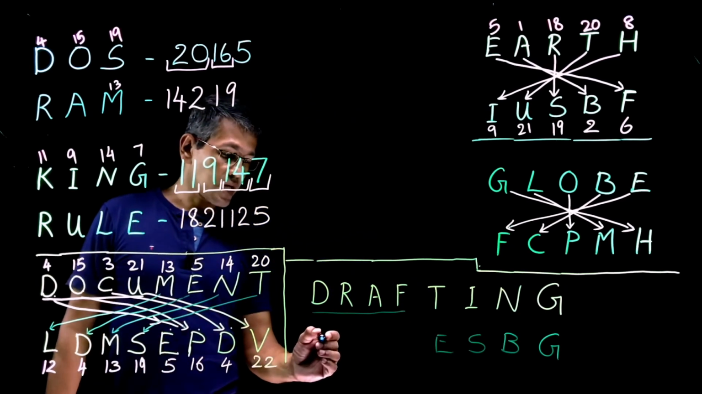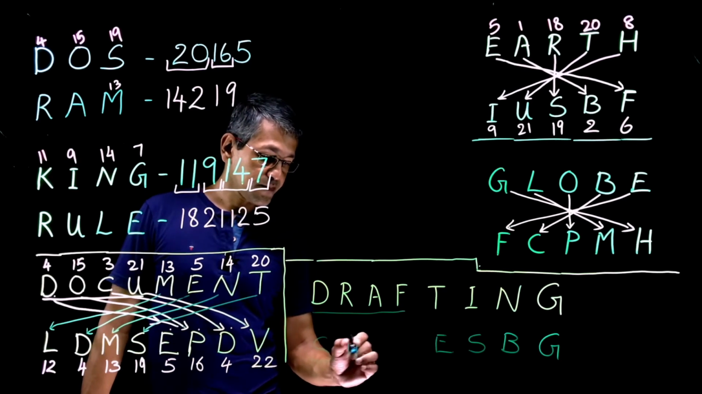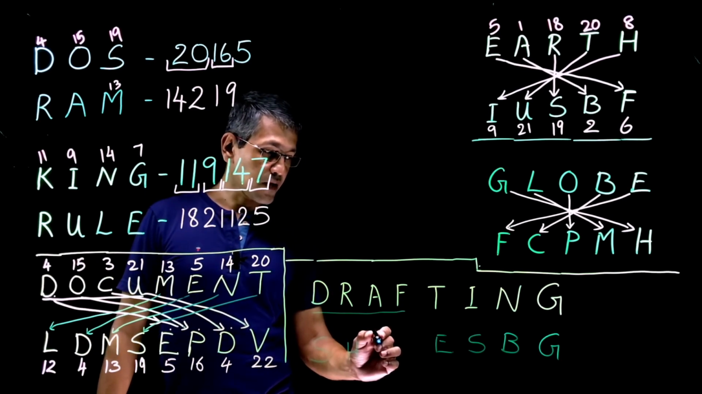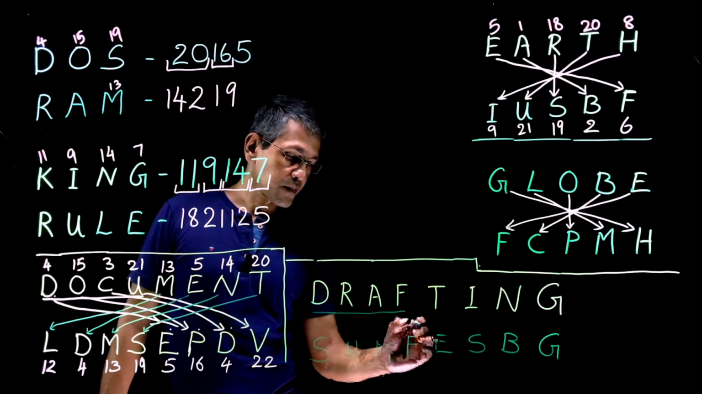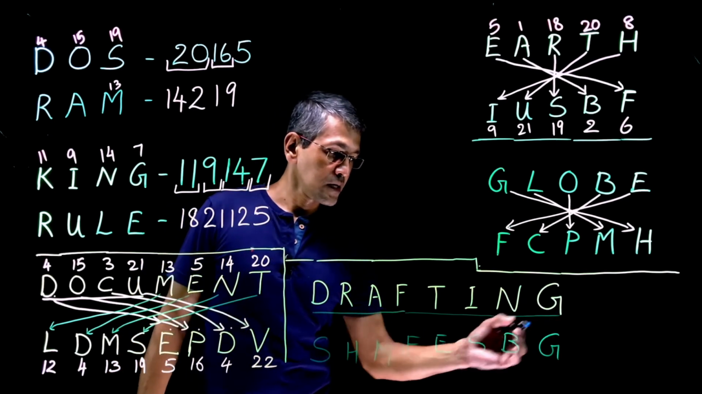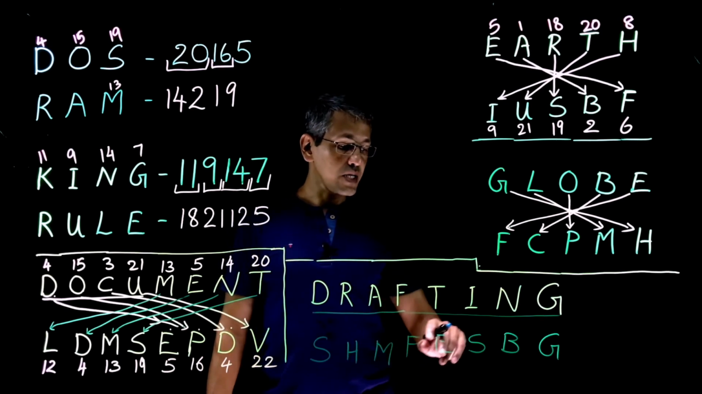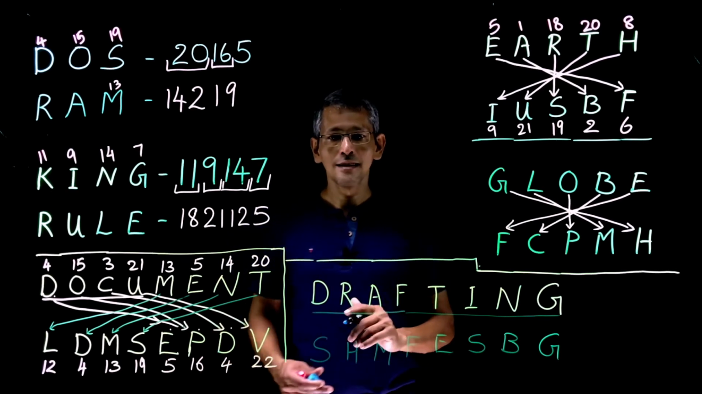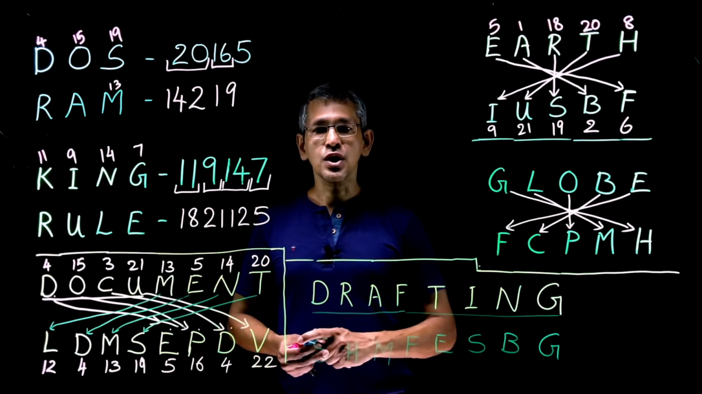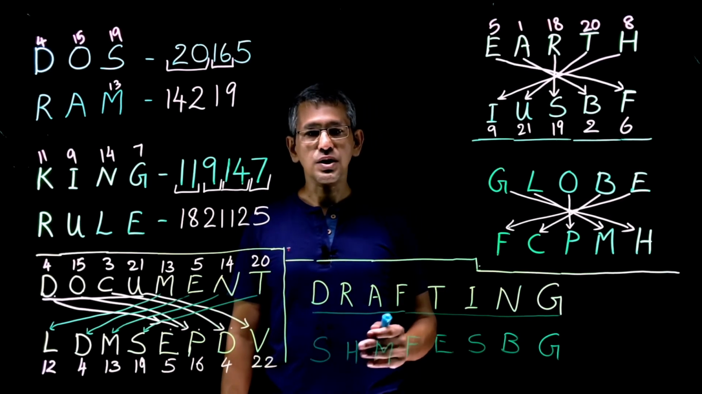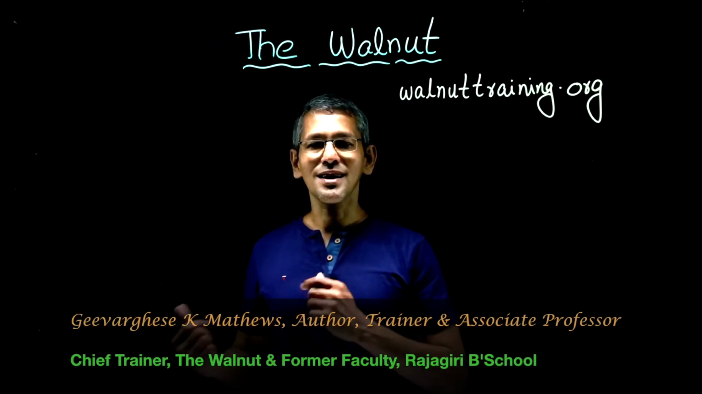So T minus 1 we have S, I minus 1 we have H, and N minus 1 we have M, and G minus 1 we have F. So ultimately, this is what the code for drafting is, SHMFESDG. How do you like it? Well, these are the different ways we approach coding and decoding type of questions. We have done a number of challenging questions from this area.